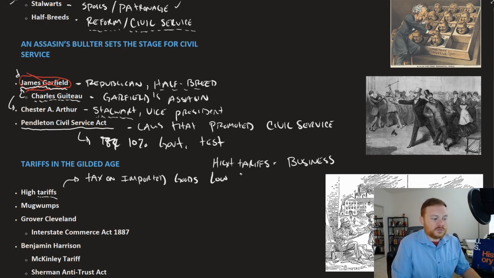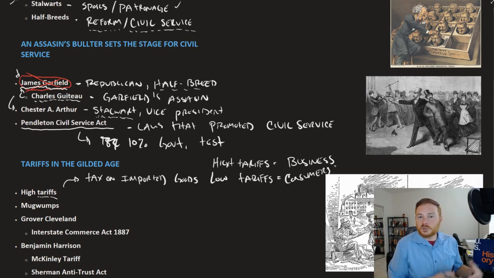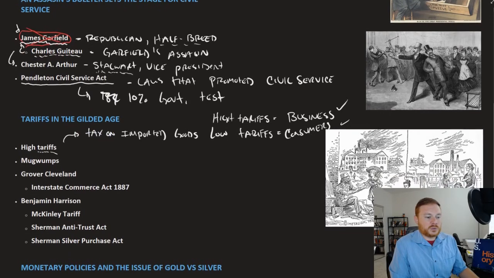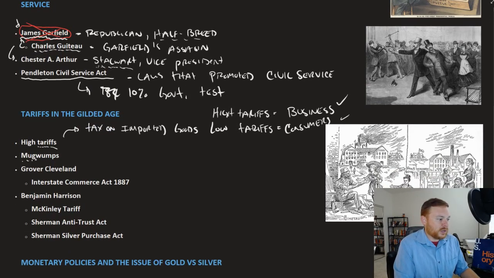Whereas those who favored low tariffs mostly were the consumers, right? If you're buying stuff, you want it to be as cheap as possible. Now, granted, American businesses don't have to pay this tax, but if you buy any foreign goods, you're essentially paying more money for goods. So high tariffs were a choice of business. Low tariffs were the choice of consumers. Now, over these issues of civil service and tariffs, you had a faction of the Republican Party break away.